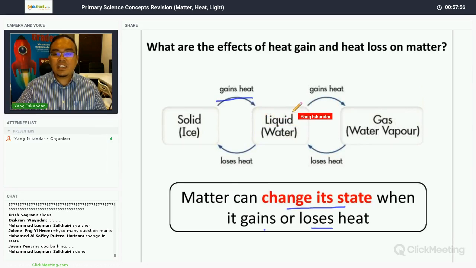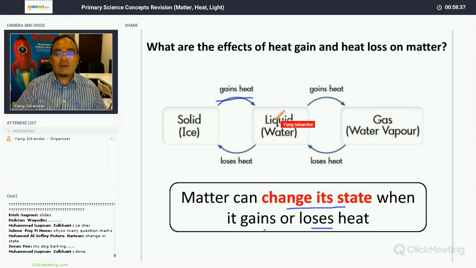And liquid water, when it gains sufficient heat, will start to boil, or evaporate into water vapor, which is a gas. Now, to reverse it, a gas can change state to liquid when it loses sufficient heat in the process called condensation. You will learn this in another session under the topic of water. We will learn about condensation, melting, and so on. But at this point, you must know that matter can change state when there is heat gain or heat loss.